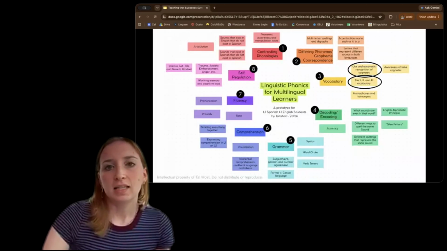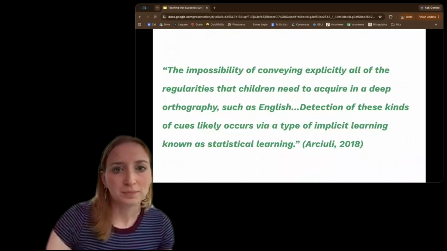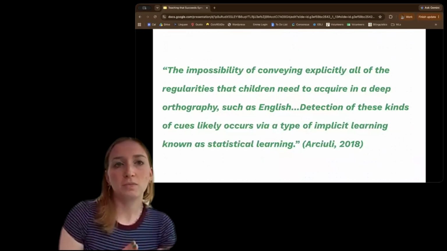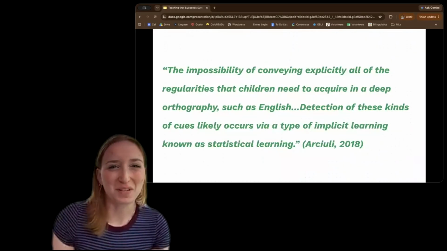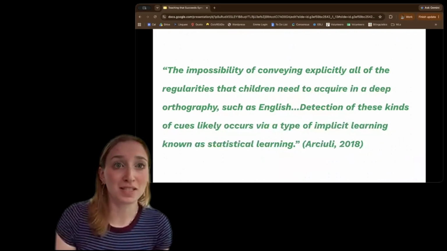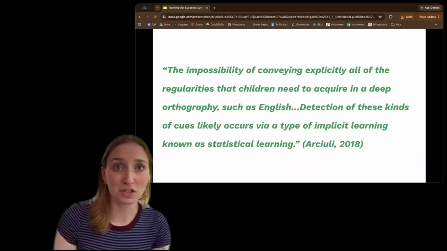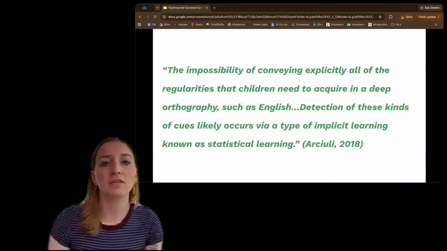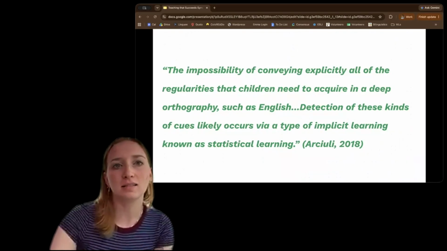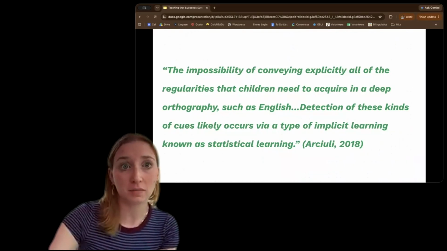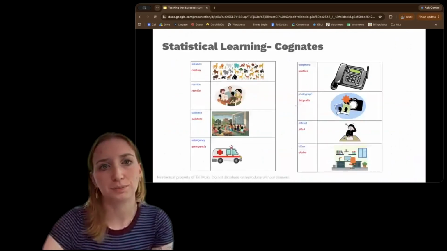This kind of gets into the vocabulary piece as well. This quote is basically just from the research signaling that it would be impossible to teach all of these regularities to kids. There's just too much going on with English, and allowing kids to detect these clues implicitly allows them to speed their progress along.